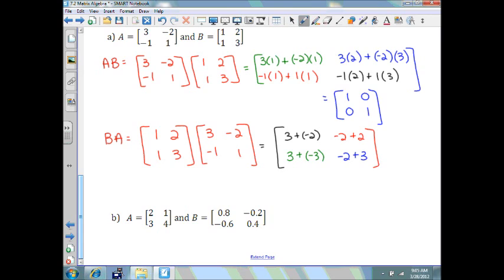So when we simplify this, we'll end up getting 1, 0, 0, 1. So this tells us then that AB is equal to BA, which is equal to the identity matrix of a 2 by 2.